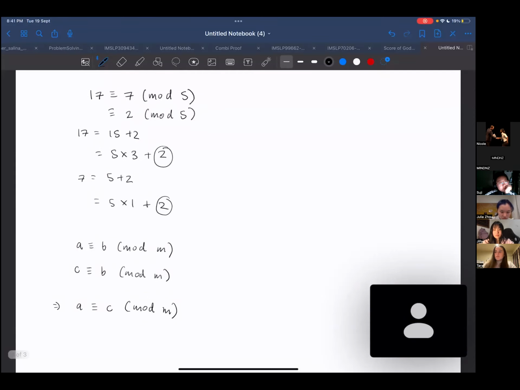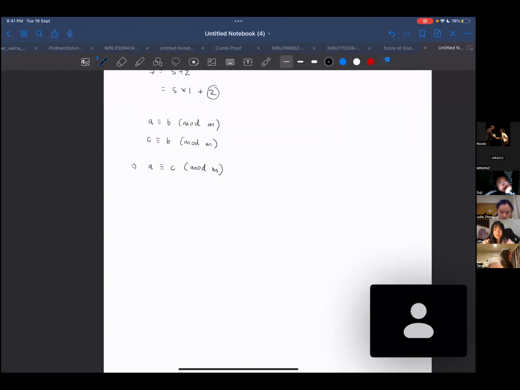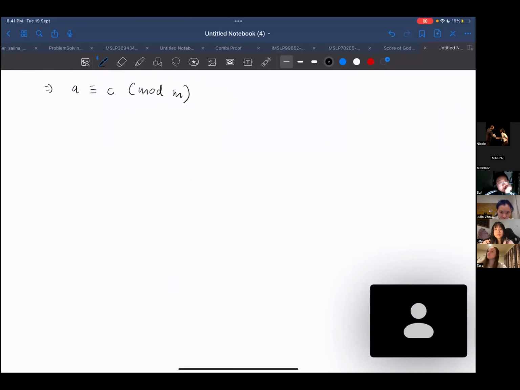Okay, and then now onto these really important properties. The first one that I'm going to go through is the addition property, this identity. So we have A, B, C, D integers, and M is a positive integer. So let's suppose these are true.